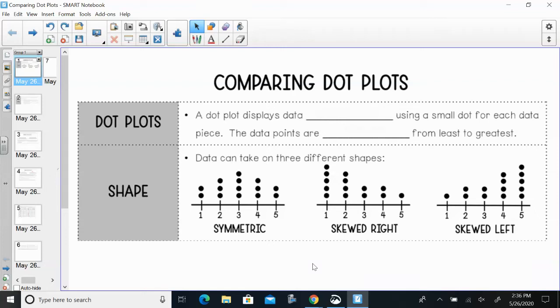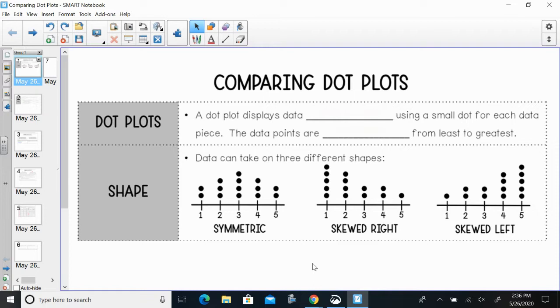Hi everyone. Today we are going to be talking about dot plots and we are going to compare them as well. We're going to review what it's like to create a dot plot. So please make sure you have your notes printed out. This is also calculator active because we're going to review a couple of things like mean absolute deviation.